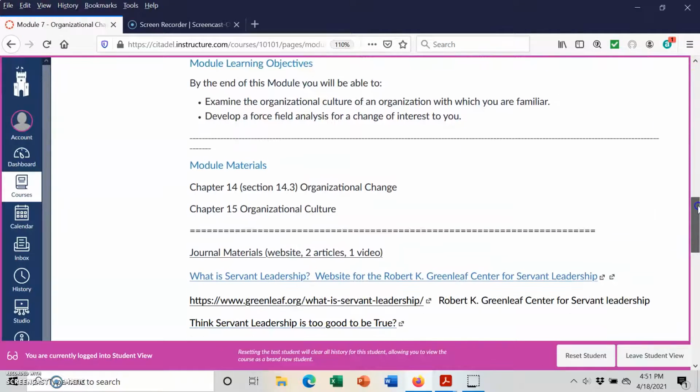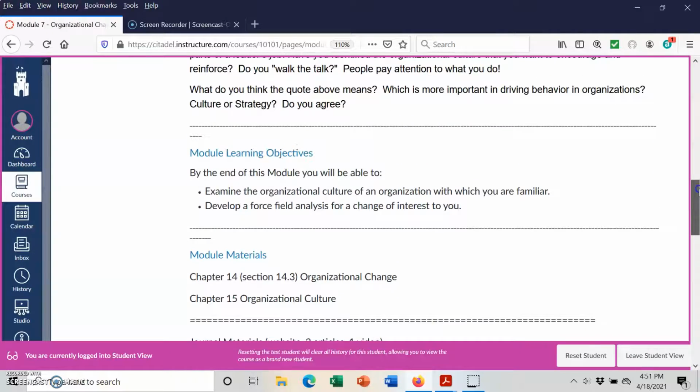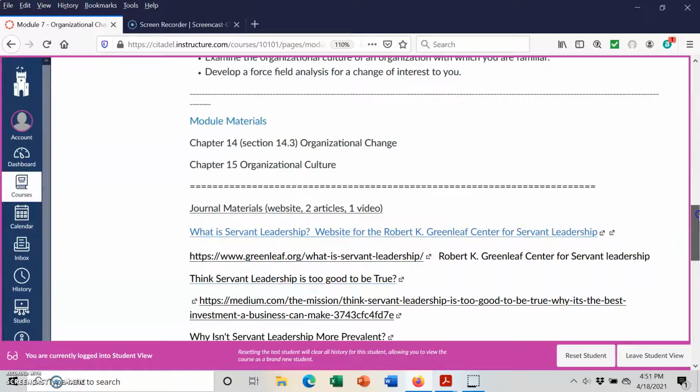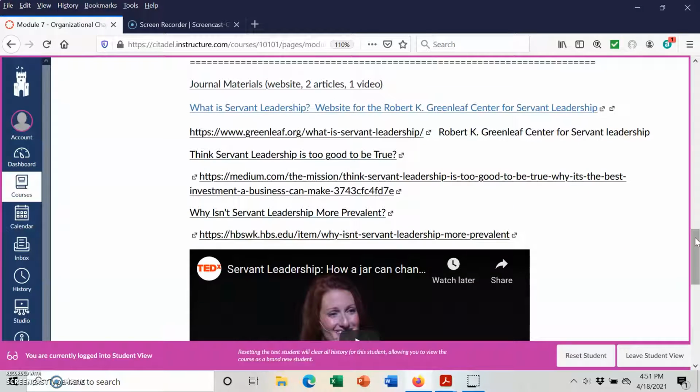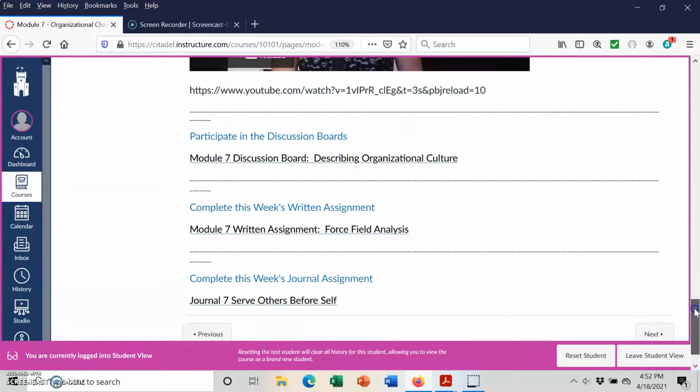So this week you'll do a discussion board as usual, an individual assignment, and then your journal assignment this week is to reflect on the overall concept of servant leadership. There's a website that you can look at, there's some articles, there's a video, and you may be familiar with it already from your own experience.